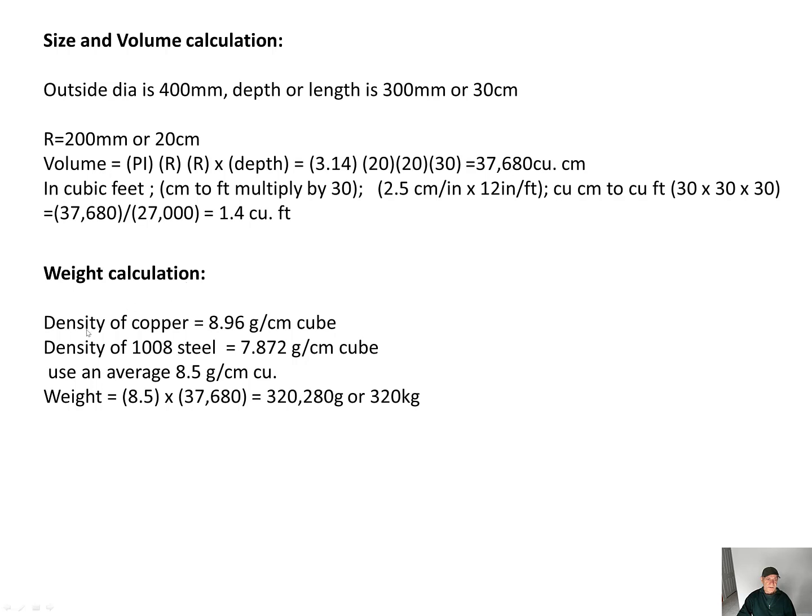Weight calculations. The density of copper is 8.96 grams per cubic centimeter. The density of 1008 steel is 7.872 grams per cubic centimeter. Use an average of, say, 8.5. The weight is 8.5 times the volume, which comes to 320,280 grams, or 320 kilograms.